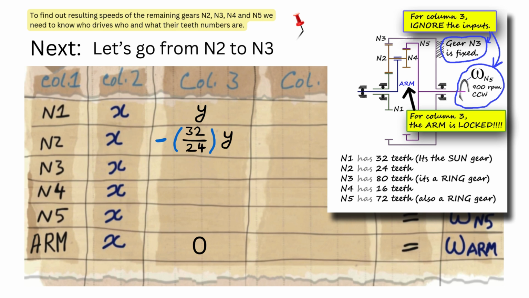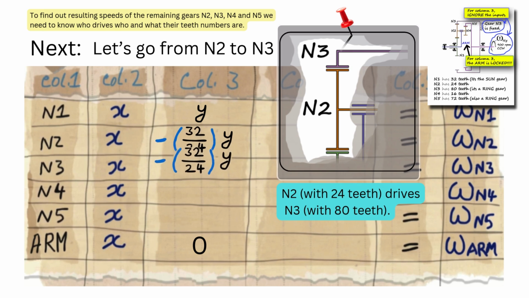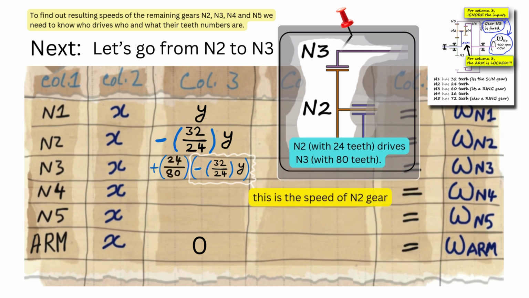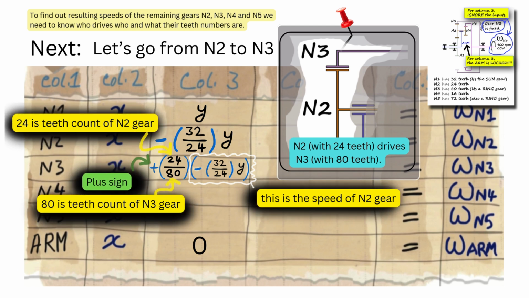From N2, we go to N3. So N2 meshes with N3. We just have to be careful. N3 is an annular gear, so it will rotate in the same direction as N2. We take the rotational speed of N2 and multiply it with a fraction. The numerator will be the number of teeth of N2, and the denominator will be the number of teeth on N3 gear. There is a plus sign because both N2 and N3 are rotating in the same direction.